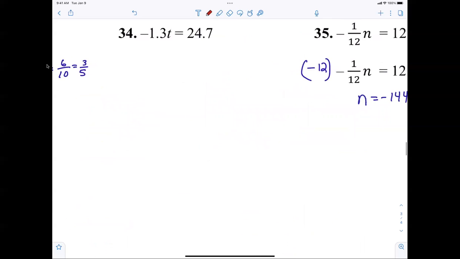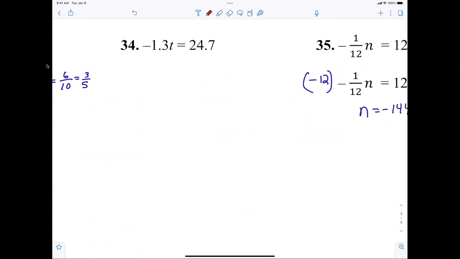Let's knock out 34. Okay, this is another good decimal. All right, so here we go. Divide by negative 1.3. So T is equal to, now we have to move the decimal how many places? Once. So it's going to be 247 over, don't forget the negative, 13, not 130. All right, we only moved it once. Do you hear me? Tyler? Yeah.